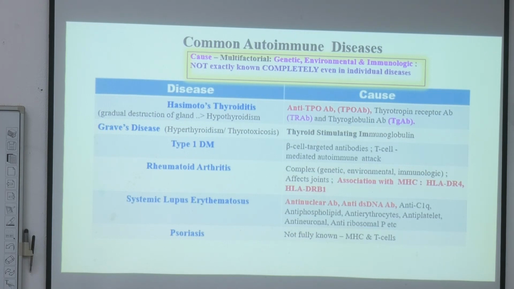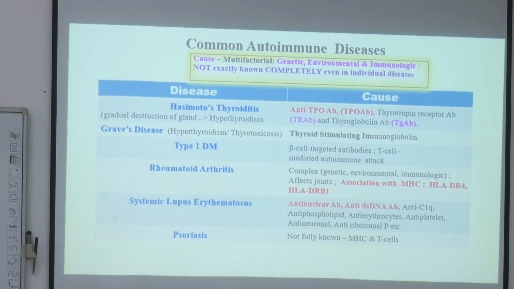Death doesn't occur so easily, but they are kept under control with immunomodulatory drugs. There is no cure for that because anti-nuclear antibody is produced, anti-DNA antibody is produced, anti-complement antibody, anti-phospholipid, anti-erythrocyte antibodies, what not. So all the body tissue systems are getting affected. Psoriasis, its cause is also not known, but it is a common disease. Association is perhaps with MSC and class T cells.